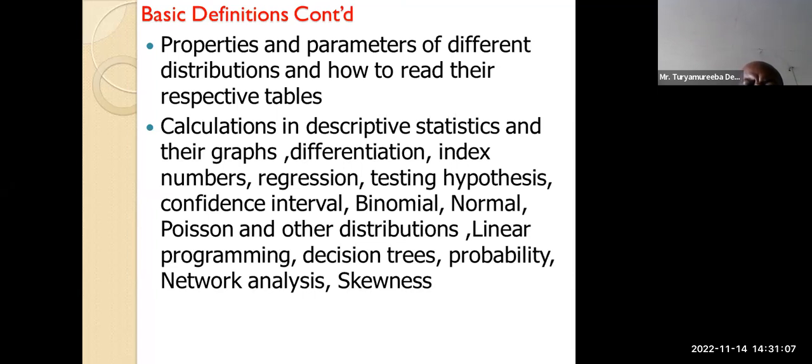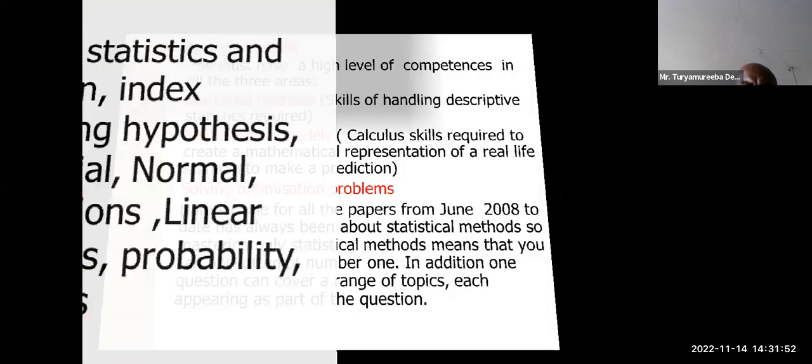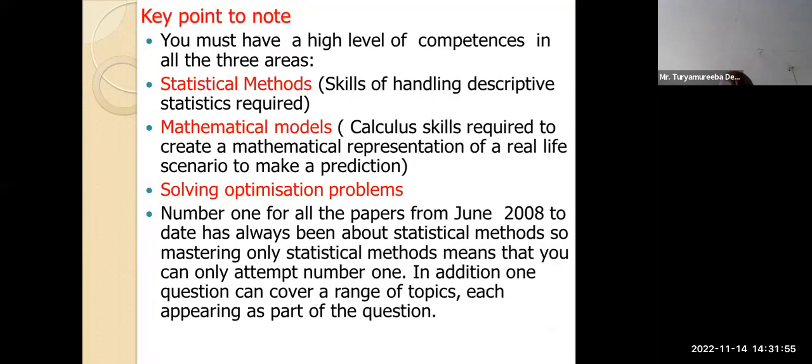Calculations in descriptive statistics and their graphs, differentiation, index numbers, regression, testing hypothesis, confidence intervals, binomial, normal, and Poisson distribution, and other distributions, linear programming, decision trees, probability. We have decision trees, but we can also have probability trees, especially when we are dealing with compound events. So you should not stop at drawing decision trees, but you can also deal with probability trees. Although there are other methods that can be used, like the contingent tables and other formulae to determine the probabilities. Network analysis, skewness, all those ones you really have to make sure that you understand them.